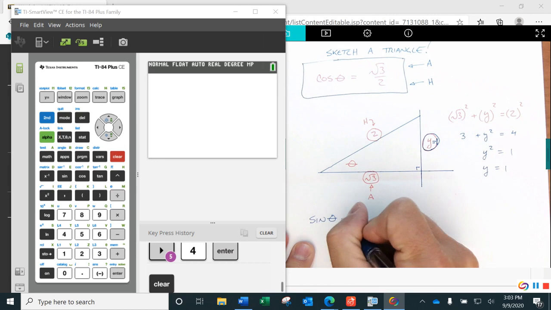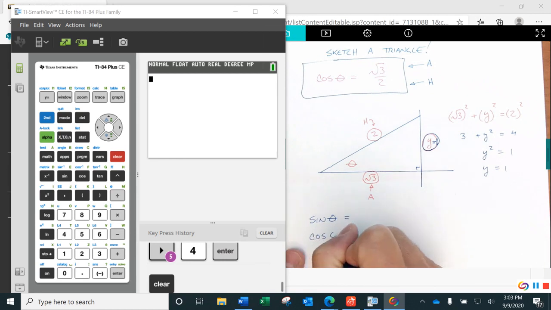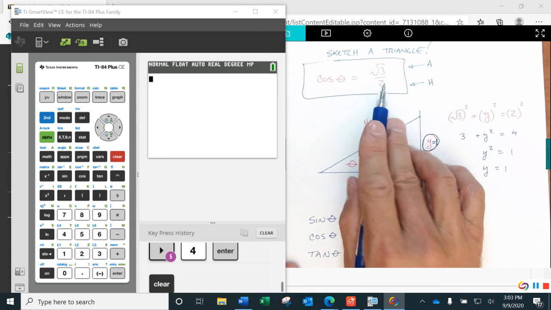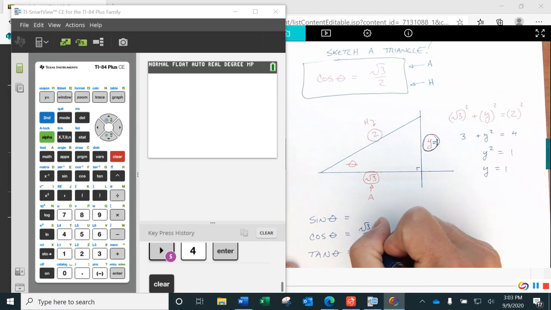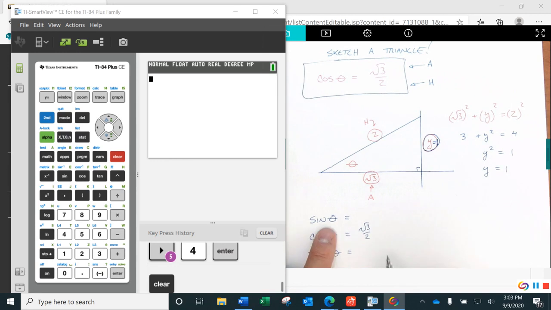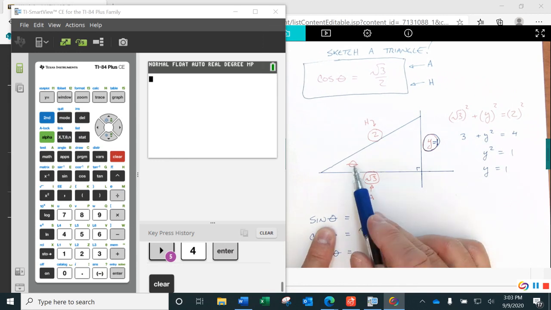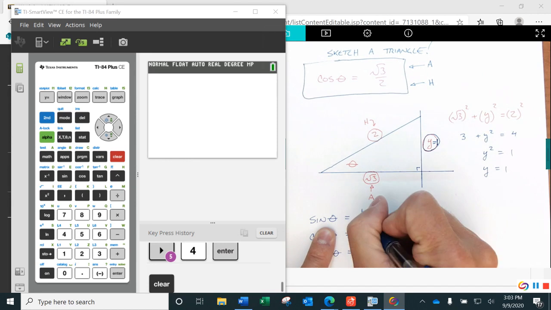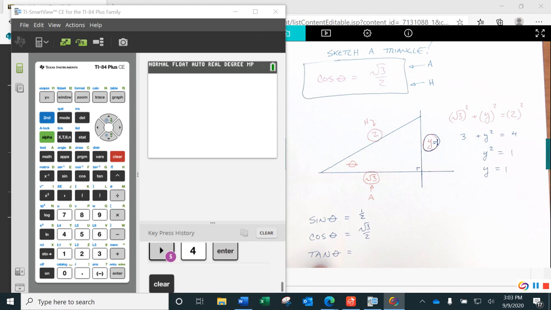Sine of theta, cosine of theta, tangent of theta. Let's start with this. Now cosine of theta was given to us, which is the square root of 3 over 2. Sine of theta is the opposite over hypotenuse, 1/2. I bet you recognize what that theta angle measurement is right now. Tangent of theta is y divided by x, or sine divided by cosine, which would be 1 over the square root of 3.